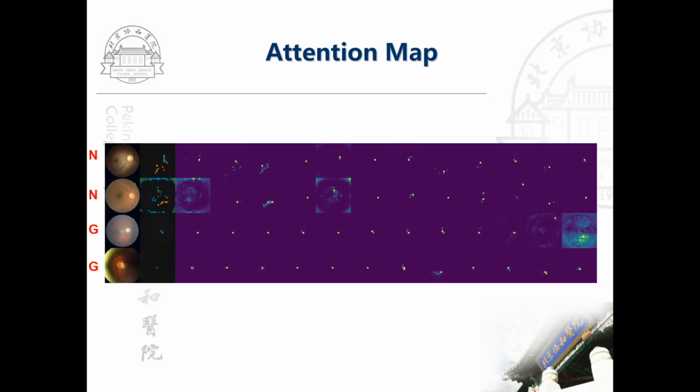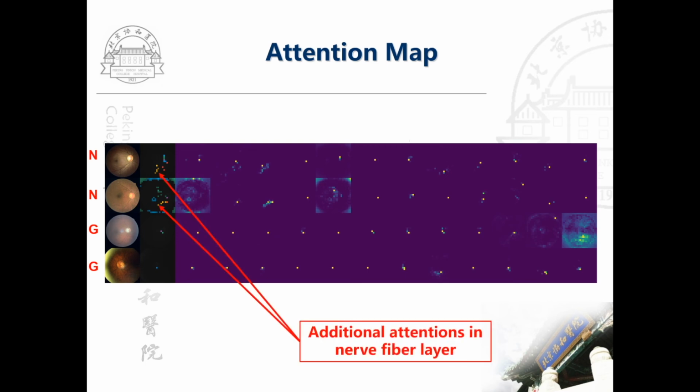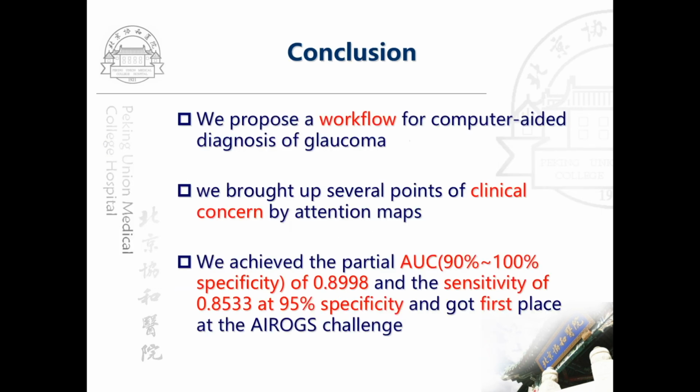The first 2 lines showed the attention maps of 2 non-glaucoma images, and the last 2 lines showed the attention maps of 2 glaucoma images. By visualizing attention maps in the whole image, we found there is additional attention in normal images. We guessed that no fiber layer defects inferior to the optic disc are more important to diagnose glaucoma from the whole image. In conclusion, firstly, we propose a workflow for computer-aided diagnosis of glaucoma.